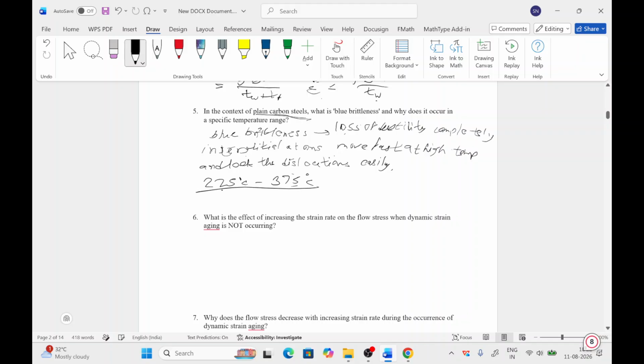At this temperature, diffusion is very high. Diffusion of interstitial atoms is highest.